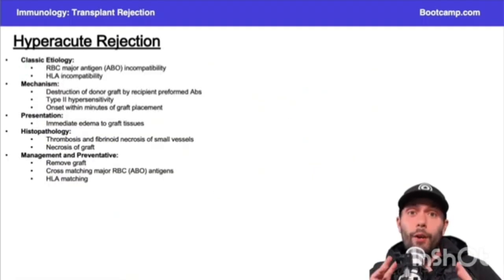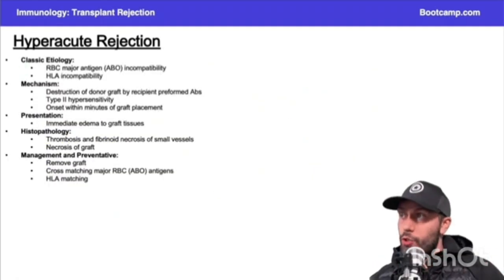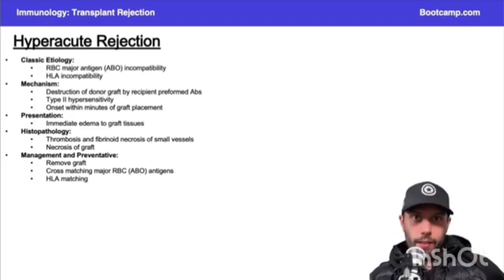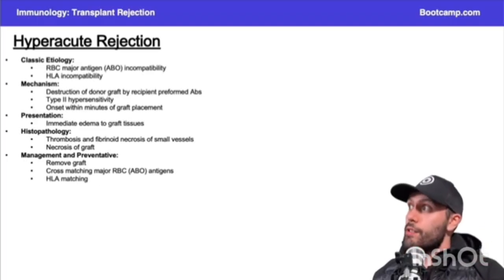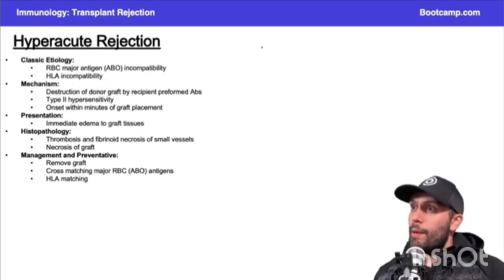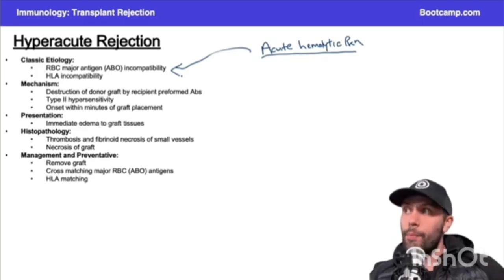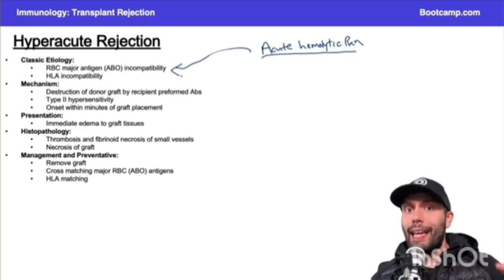All right, so we're going to talk about our first type of transplant rejection here. So this is going to be the hyperacute rejection. Now, before we go any further though, I want you to organize this in your brain a little bit, because we just talked about the acute blood transfusions not too long ago. And remember, the acute hemolytic reaction, okay, so we kind of just talked about this. The acute hemolytic reaction primarily had to do with red blood cell major antigen incompatibility, right? That was the concept. The concept was there was some mismatch in the A, B, and O antigens.